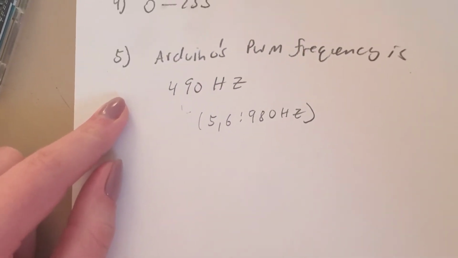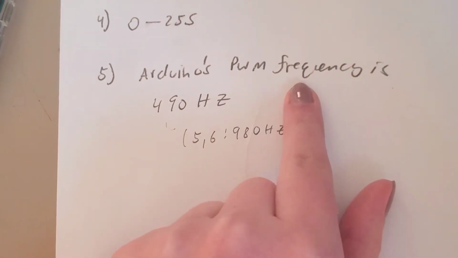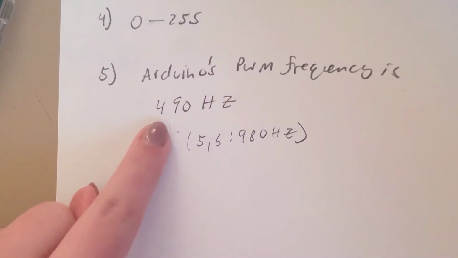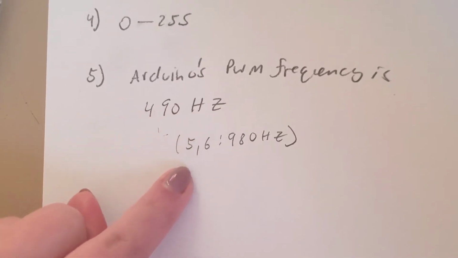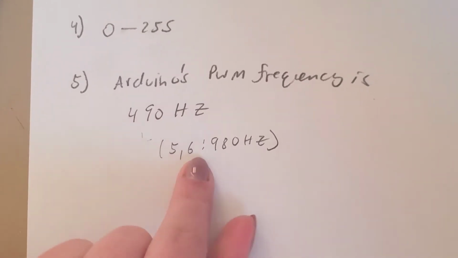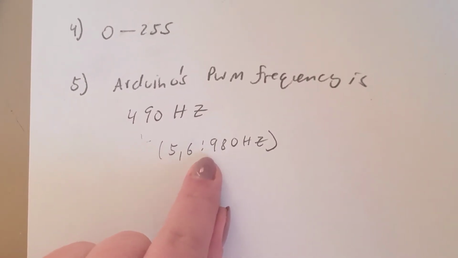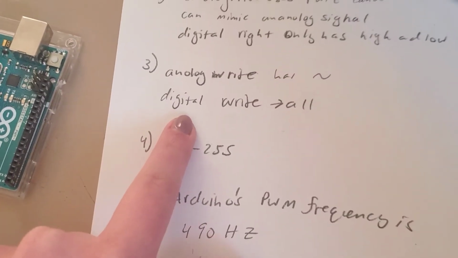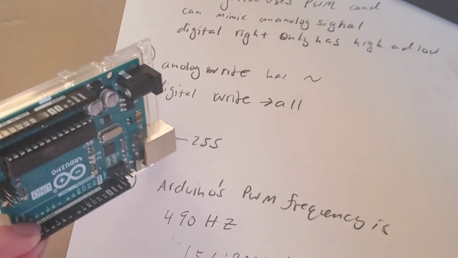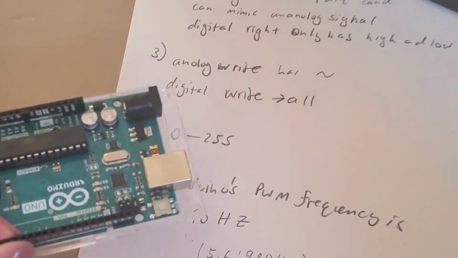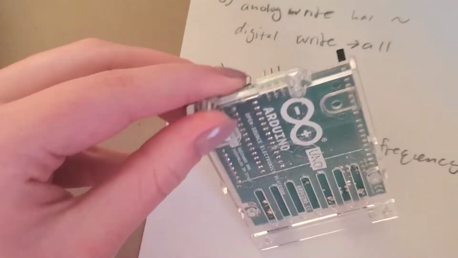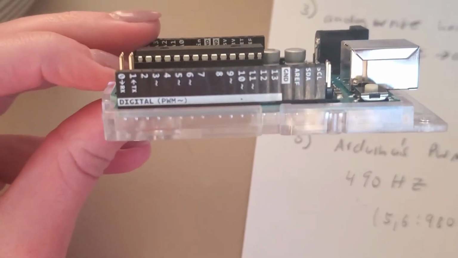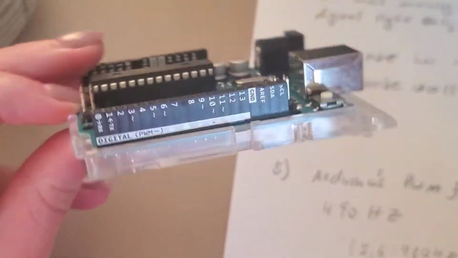And Arduino's pulse width modulation frequency is 490 hertz for most of the pins, and then for pins 5 and 6, it'd be 980 hertz. Oh, and digital write can be used on all of the digital pins. So that would be all the pins on this side, if they have a tilde or not.